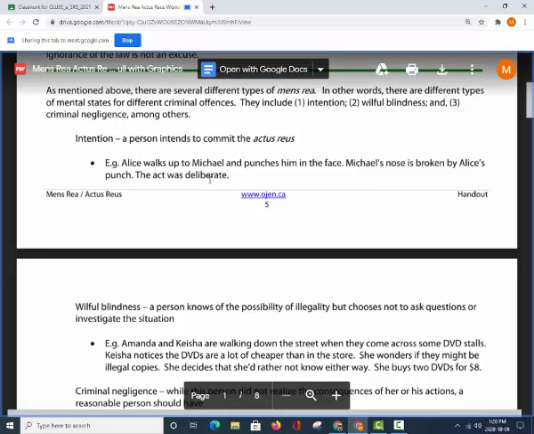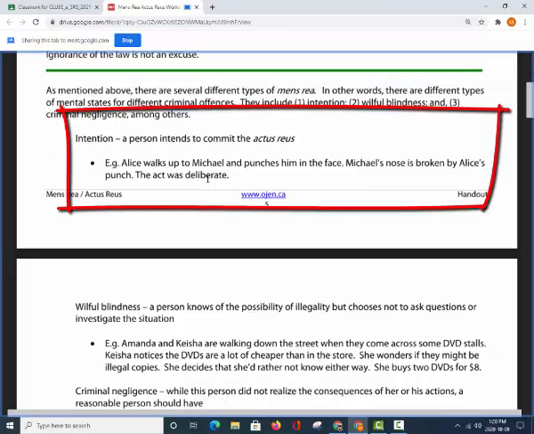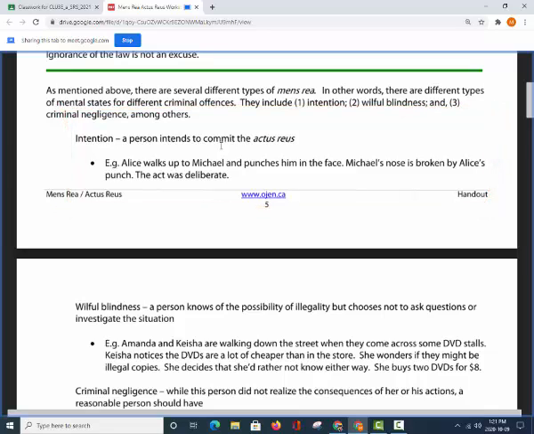So the first one is intention, and that's where a person knows that they're going to do it and plans to do it. In this case, Alice walks up to Michael and punches him in the face. Michael's nose is broken by Alice's punch. The act was deliberate. There was intent behind it. Everybody saw Alice walk right up to Michael and punch him, so they're witnesses that saw that she meant to do that.